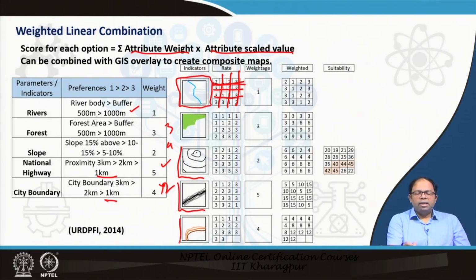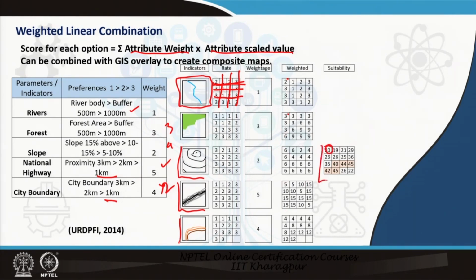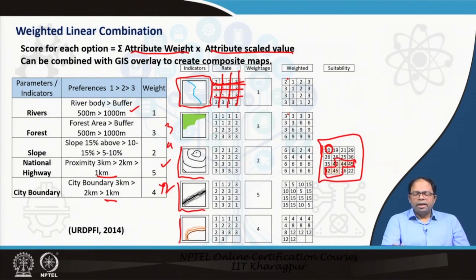Now we multiply the scores with weights, and this is the score that we get, and finally we sum up for each of these pixels, like 2 plus 3 plus 6 plus 5 plus 4. In that way we sum up and we get the overall score for this pixel, and this is our composite map. Finally we can create clusters within the map showing ranges, starting from 42 to 45, this is one range, this is one suitability zone. So in that way we can say that scores which are in this range, which is the highest range, are the most suitable.